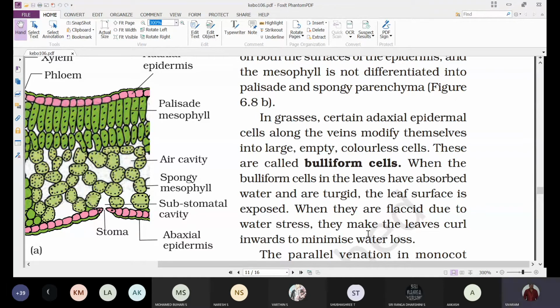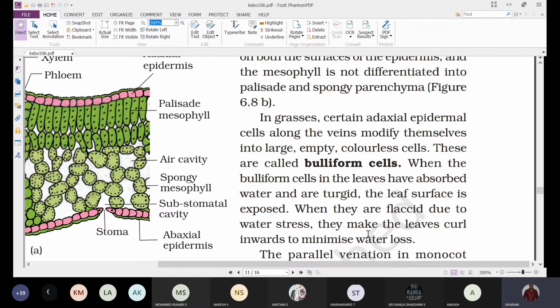They are called bulliform cells. That means in grasses, certain adaxial, that means towards the upper epidermis, certain adaxial epidermal cells modify themselves into large empty colorless cells. These are called bulliform cells. What is the main function?